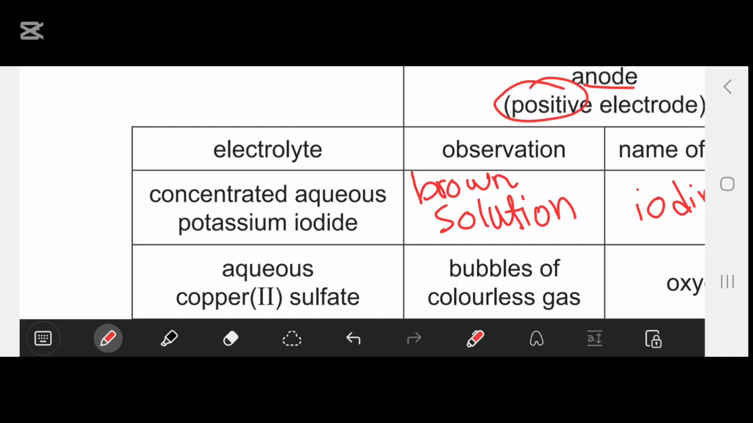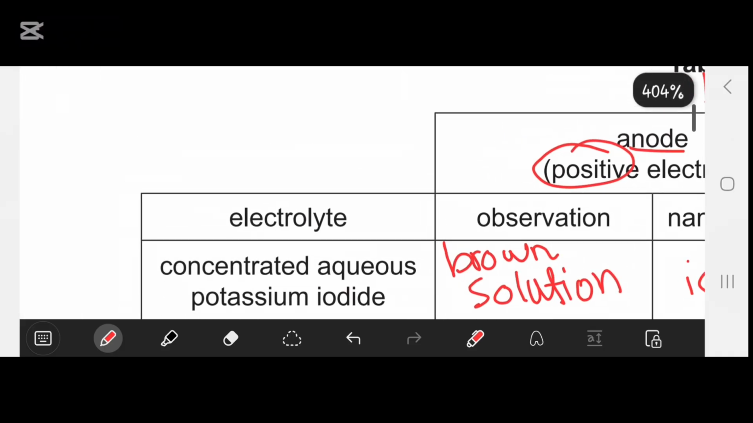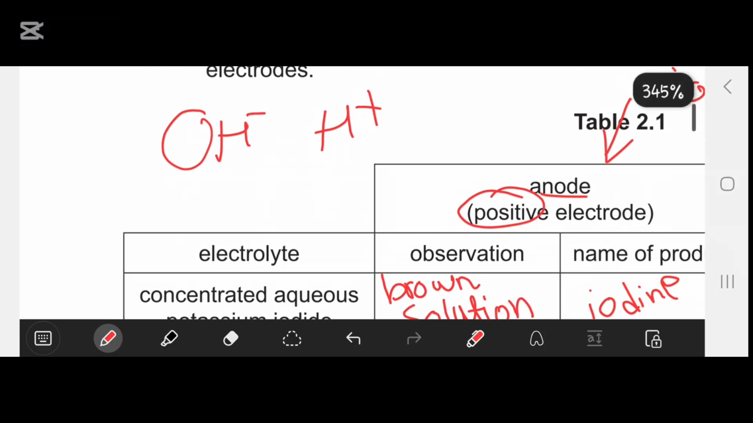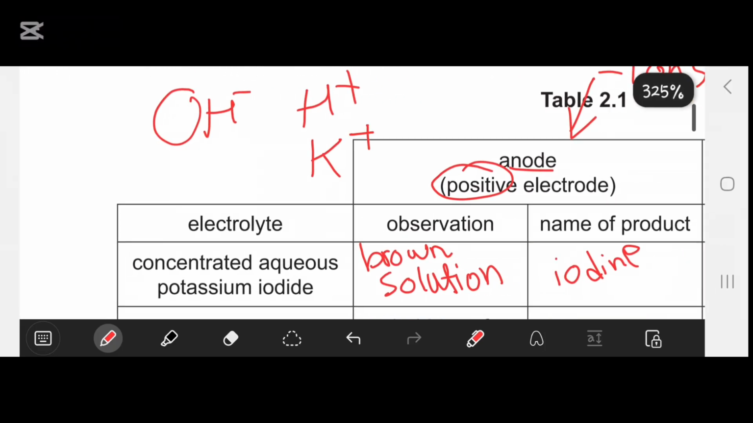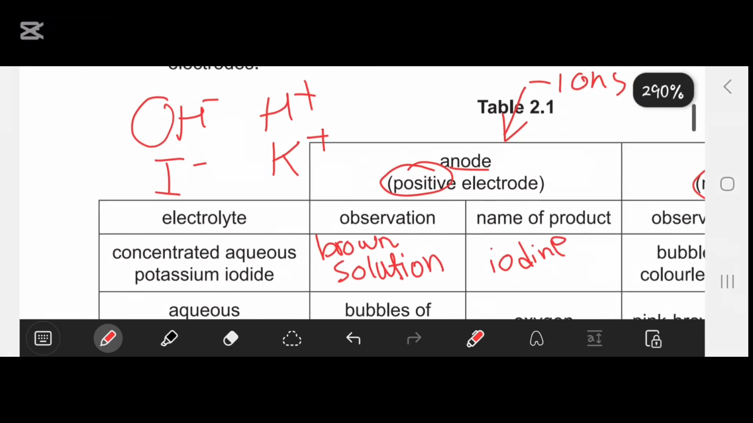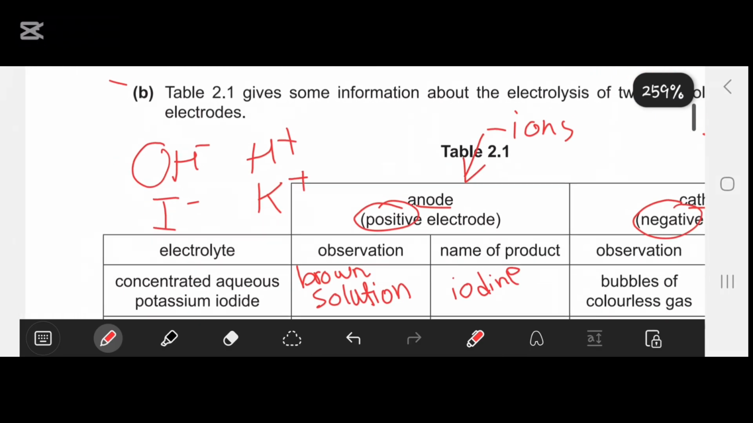Okay, the solution here, or the liquid, is concentrated aqueous potassium iodide. Okay, let's draw the ions. Concentrated aqueous potassium iodide means it has water, so we have OH- ion and H+ ion. We have also potassium, as it said here, and we have iodide ion, as it said here. But it is concentrated, so which ions will we choose?